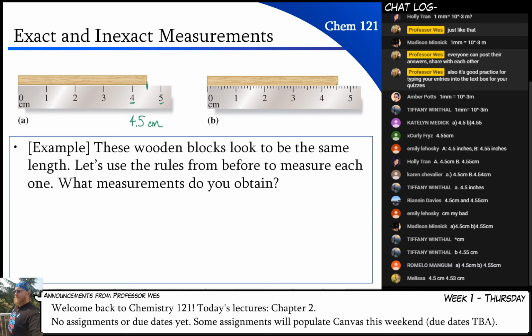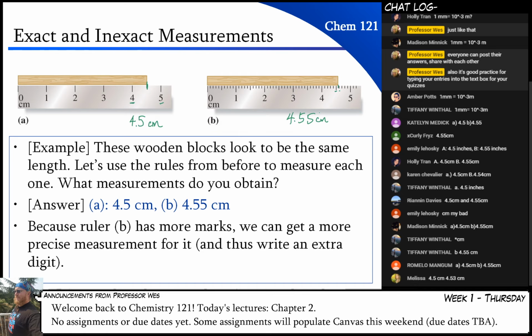For the second one, here's my object right here. It falls between these two lines, 4.5 and 4.6. So this is 4.5, that one's 4.6. So now I have 4.5 something. I'm going to guess the next digit to be probably 5. Could be a 6, could be a 4. Somewhere in the middle there. And there you go. I realize the answers are on your slides, so don't peek at the slides unless you want to know the answer.